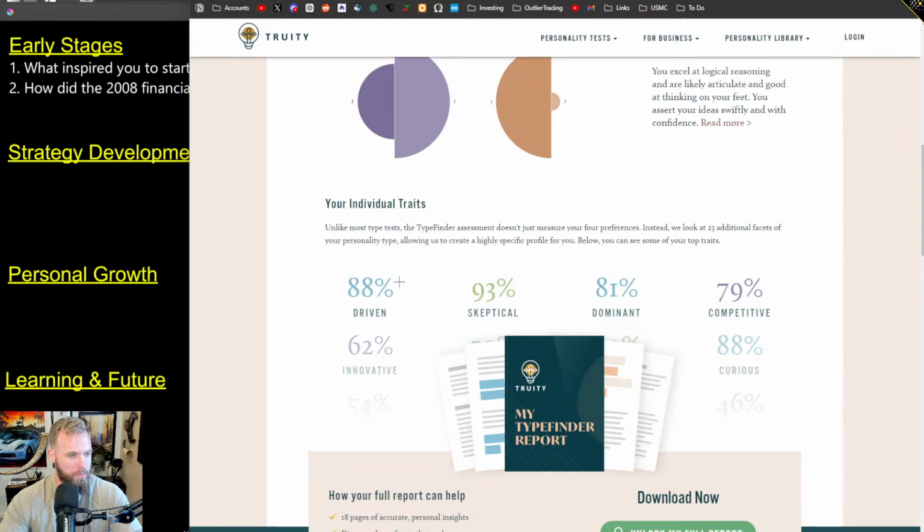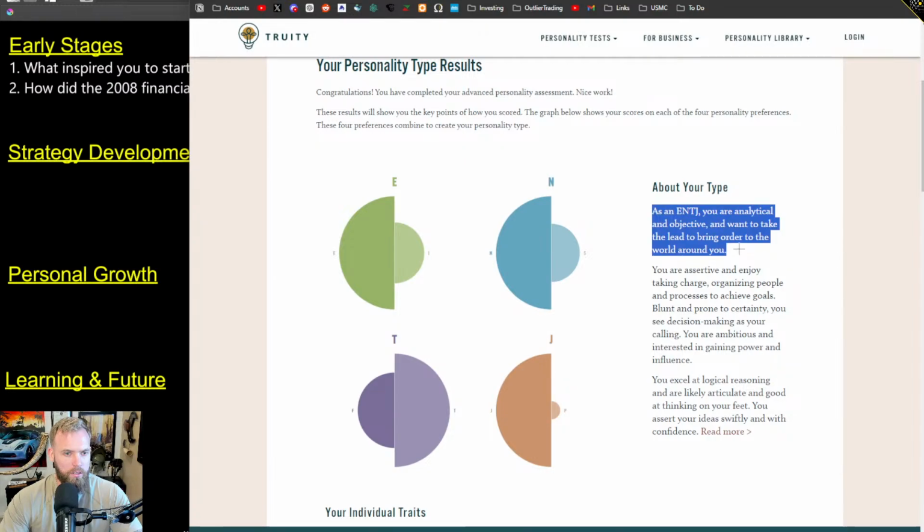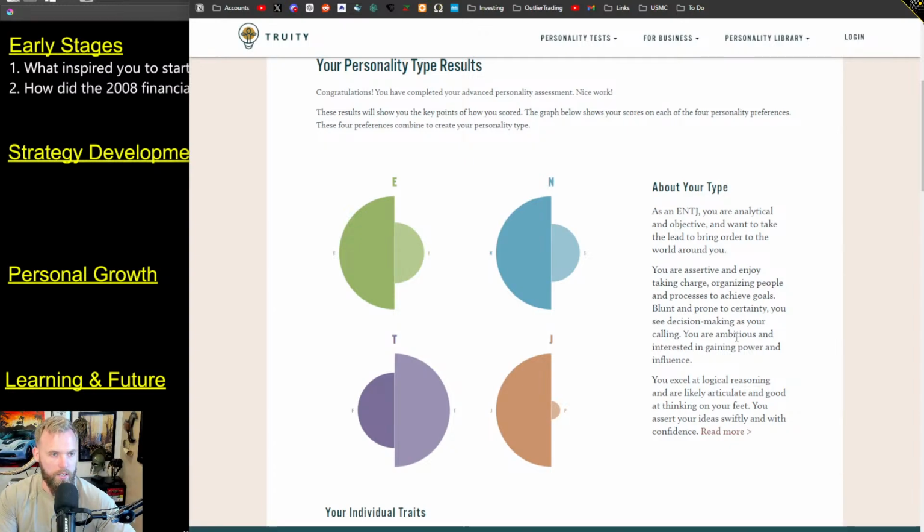Dominant, doesn't surprise me. Driven, doesn't surprise me. Innovative, sort of. Analytical, objective. Yep. Assertive, taking charge, organizing people. Yes, yes. Blunt and prone to certainty. Yep. Yes. Yeah. It's actually kind of nuts, to be honest, how accurate a lot of this stuff is. Because I literally completely agree with this. I think that this makes a lot of sense.